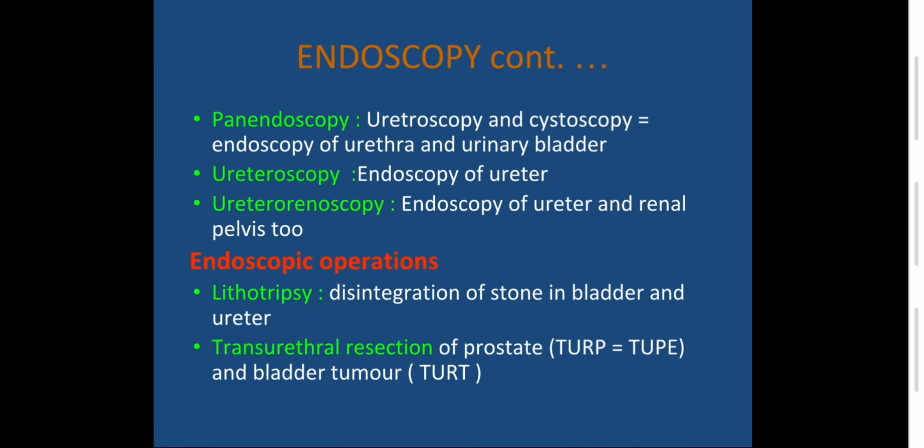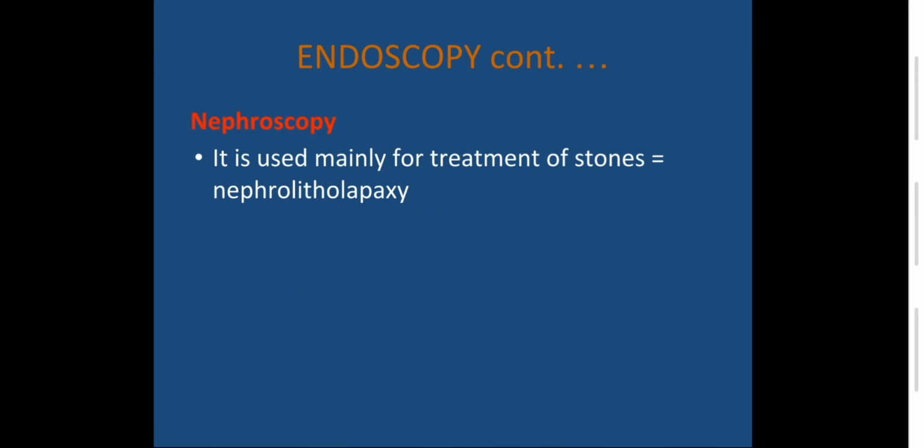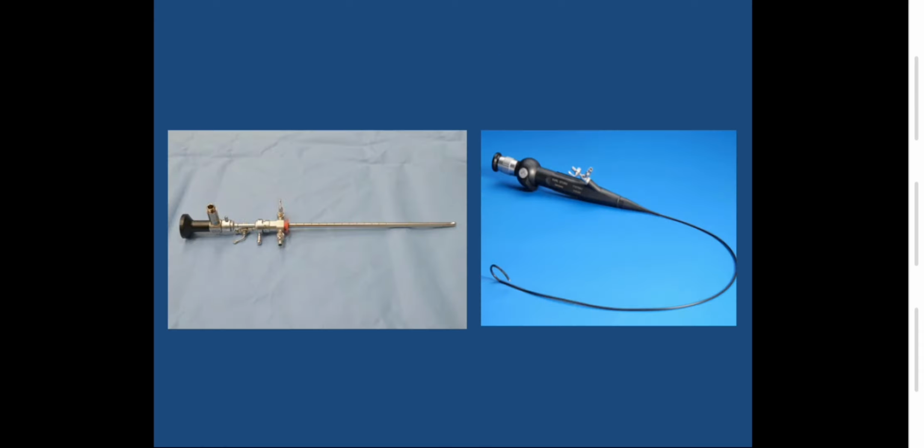Endoscopic operations that can be done through these endoscopes, like lithotripsy, which is disintegration and fragmentation of the stone within the urinary tract, a transurethral resection like of the prostate or a bladder tumor, TURP and TURBT. Nephroscope, which is an endoscope used for operation inside the kidney, whether retrograde through the urethra or antegrade through percutaneous nephroscope. On the right is the rigid cystoscope, and on the left is the flexible ureteroscope.